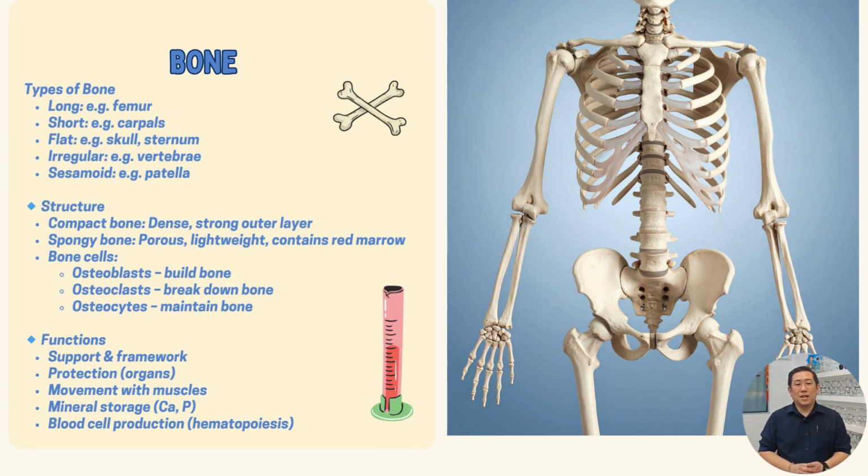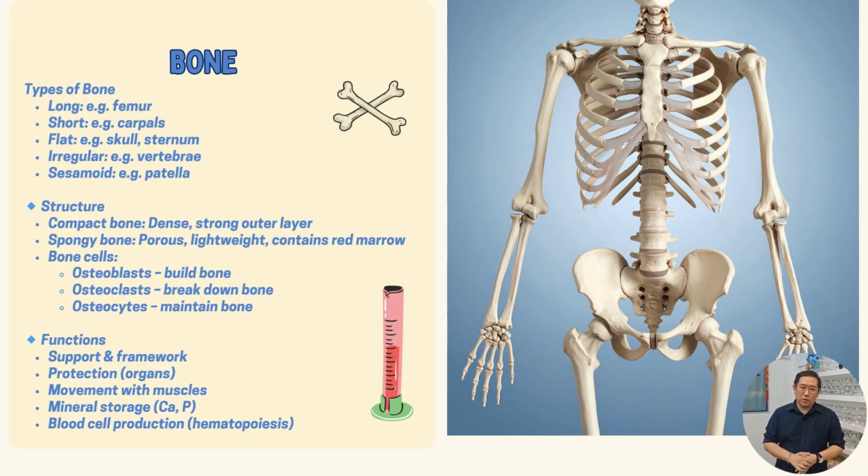Thank you, Mr. Wong. Hi, I'm Lucas. Let's start by talking about the types of bones in the human body. There are 5 main types. The first one is the long bones, like the femur, which support weight and help in movement.